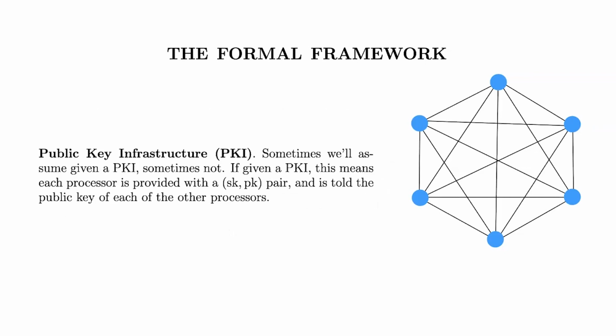Then sometimes we want to assume public key infrastructure, sometimes not. If you're given a PKI, public key infrastructure, that just means each processor is given a secret key, public key pair, and it's told the public key of each of the other processors. So as it looks along each of its channels, it knows that at the end of this channel there's processor j, and this is their public key.